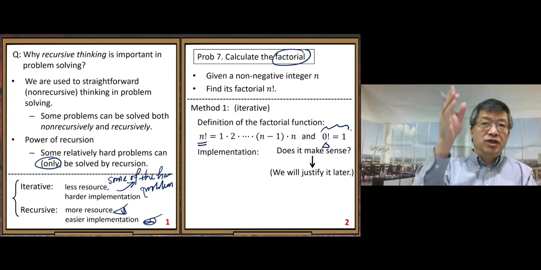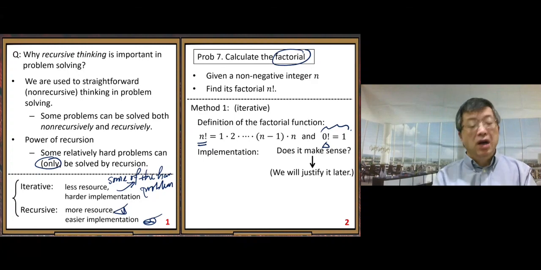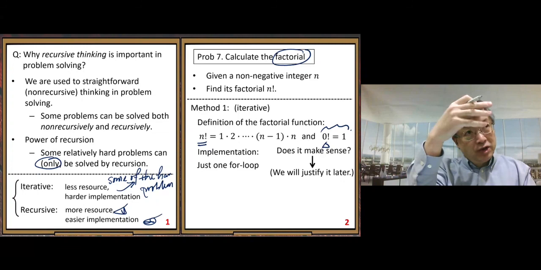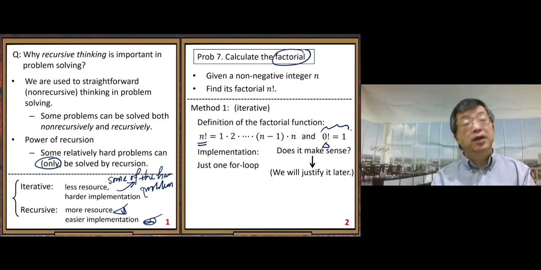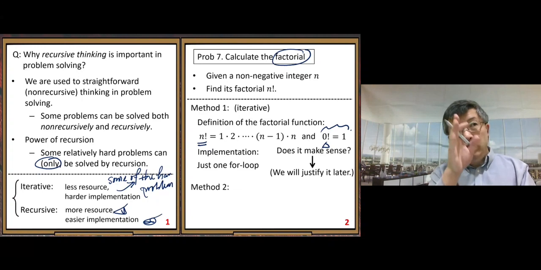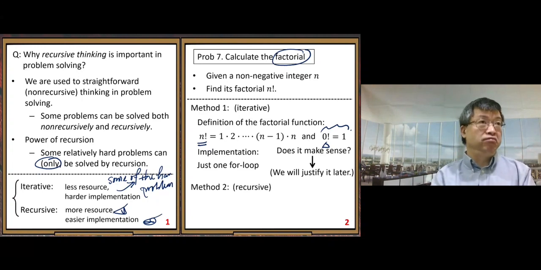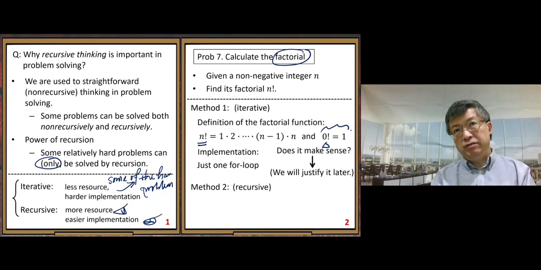So here, let's do the implementation. Just one for loop, so I do not need to write it explicitly. You can do it easily. Now we move to method 2, the recursive way. Completely different.